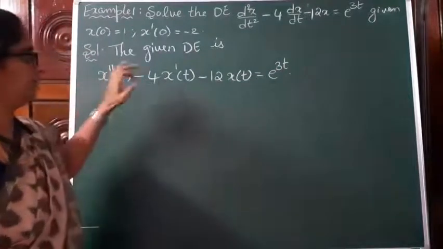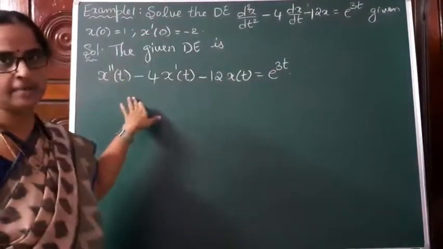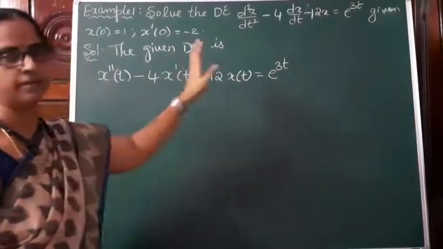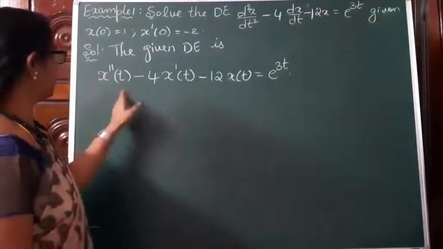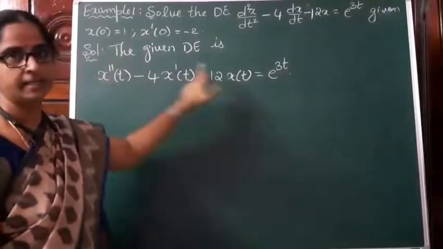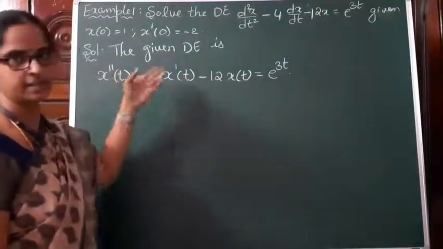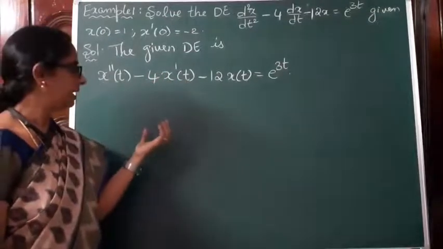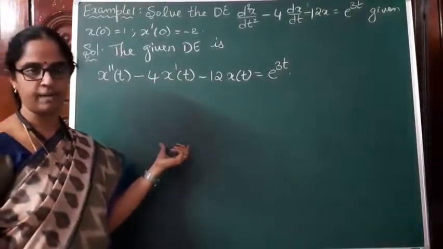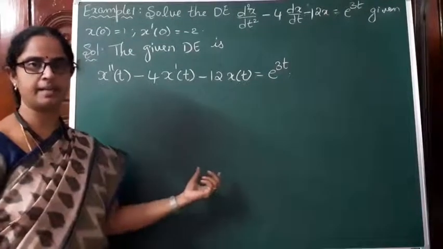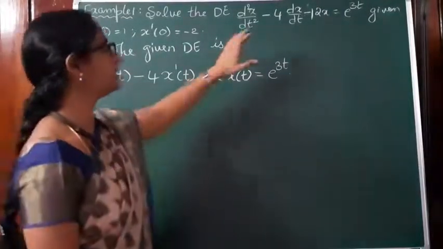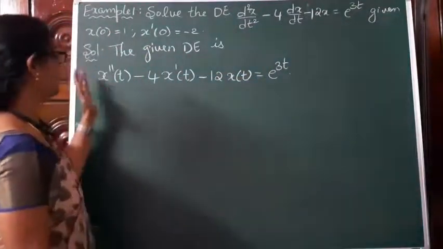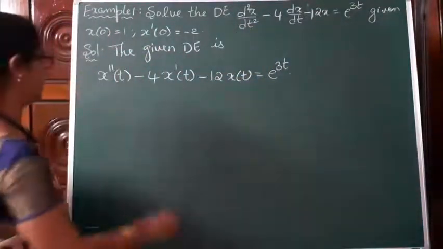What is the procedure of solving a differential equation using Laplace transform? First we apply Laplace transform to the differential equation on both sides. Using linear property, we separate the terms. Then we apply the formula for L of x double dash of t and L of x dash of t. After that, we simplify to find L of x of t. From that, by taking inverse Laplace transform, we can obtain x of t, which is the solution of this differential equation.